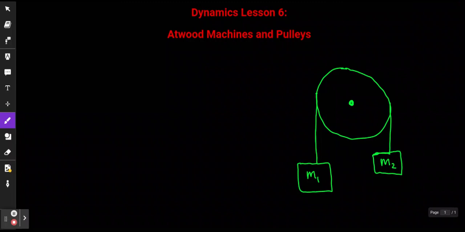An Atwood machine is kind of like a lab apparatus, which I've drawn to the right, in which two objects of mass 1 and mass 2 are connected by one massless string over an ideal pulley.